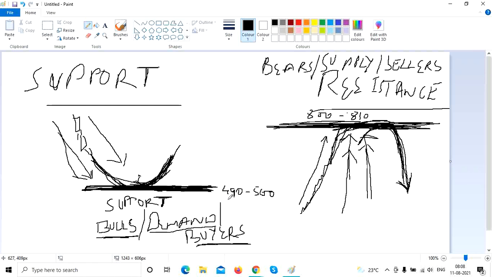Now, I am saying this as a level, an area or a zone. If I say an XYZ stock is expected to face resistance or support at 100, I do not mean exactly 100 rupees, no. Around that area, 95 to 100 or 100 to 110, we are expecting support or resistance. So please do not mistake it for an exact point where prices find support or face resistance. That's the zone.